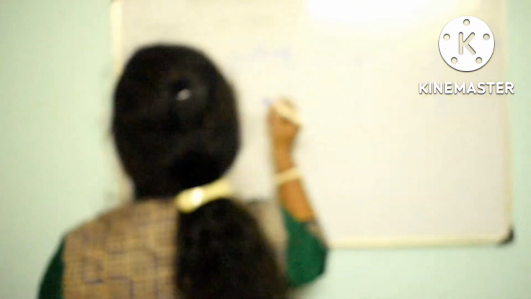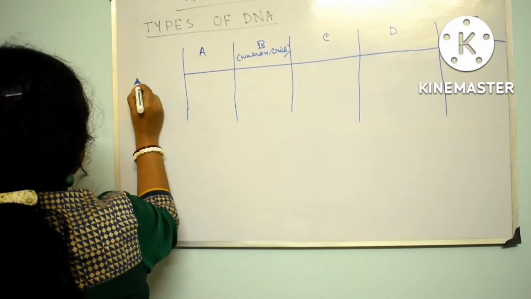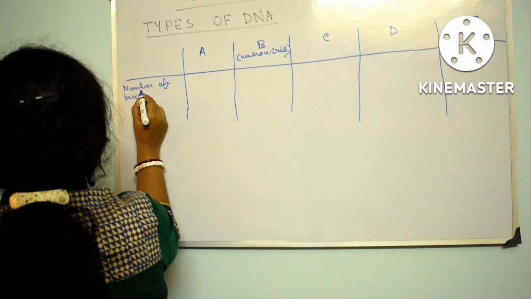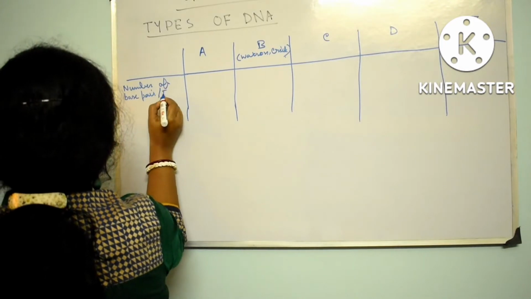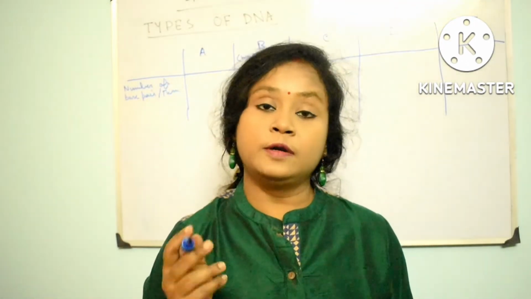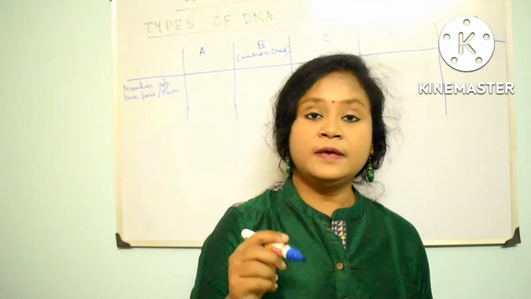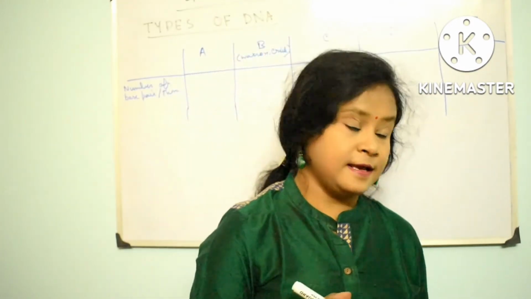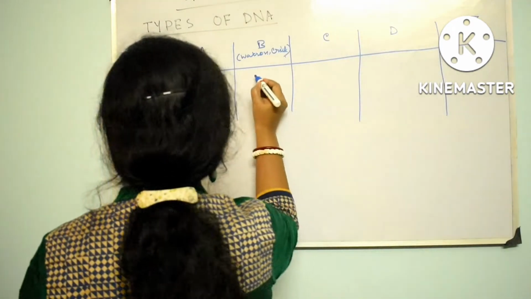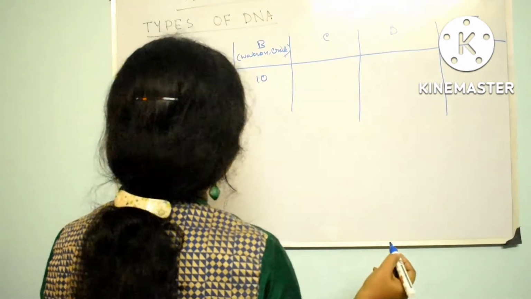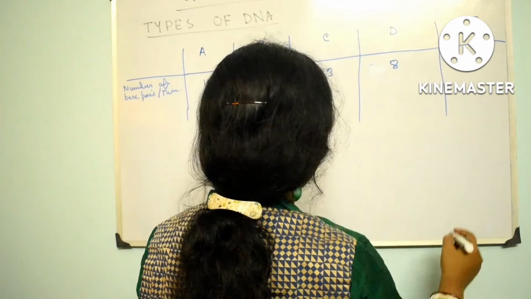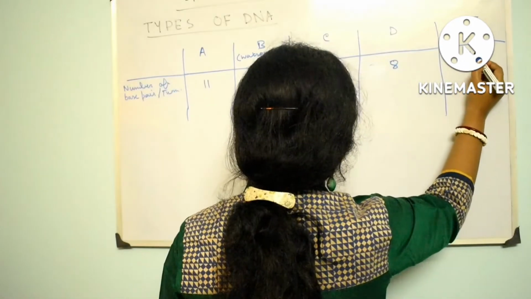Now see the points of difference. Point number 1: number of base pairs per helical turn. What is a helical turn? I have already discussed it in my previous lecture. If you have some confusion, please consult that lecture. In A DNA, 11 base pairs per turn are present. In B DNA, 10 base pairs per turn. In C DNA, 9.33 base pairs per turn. And in case of Z DNA, it is 12 per turn.